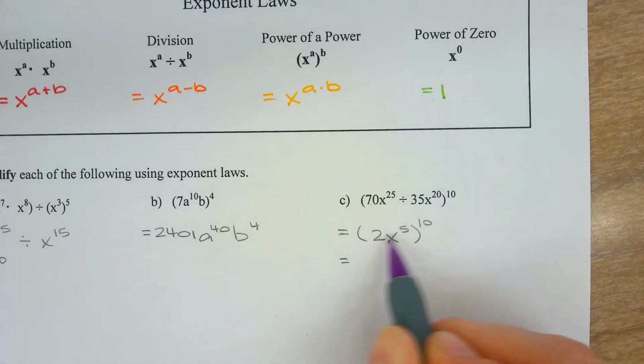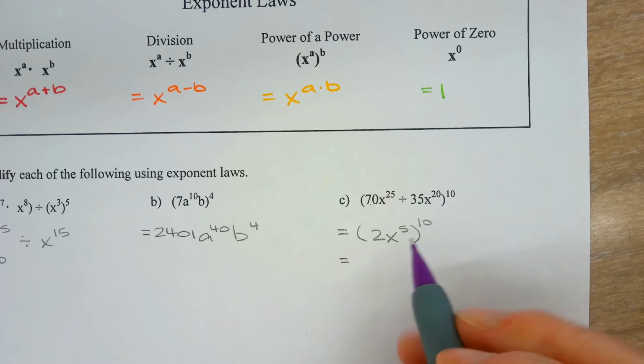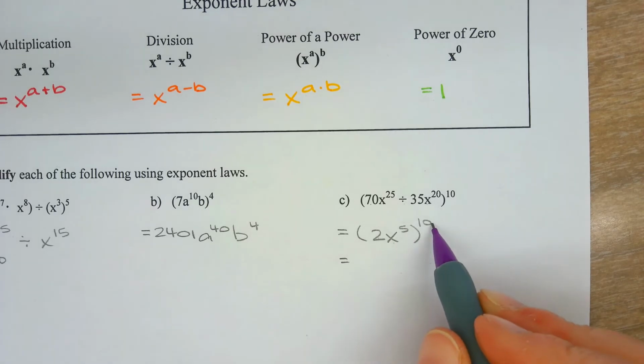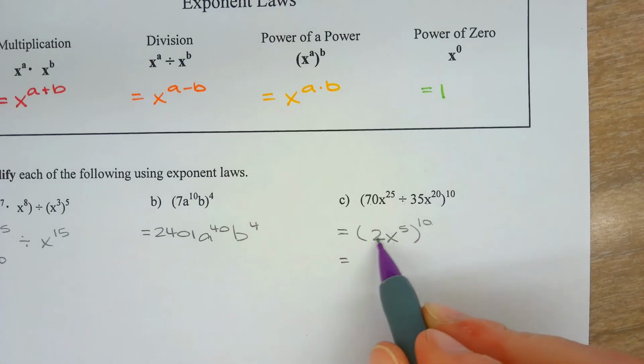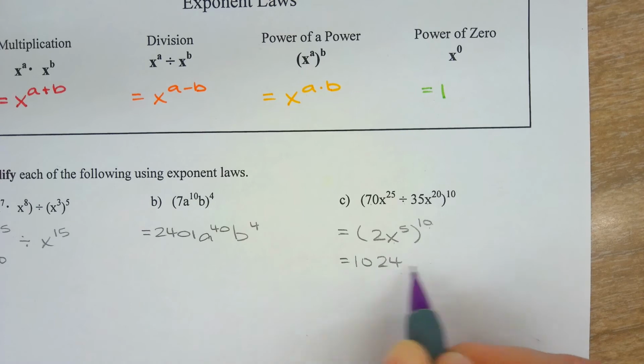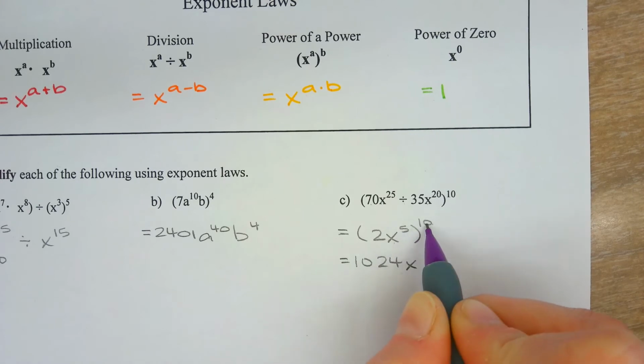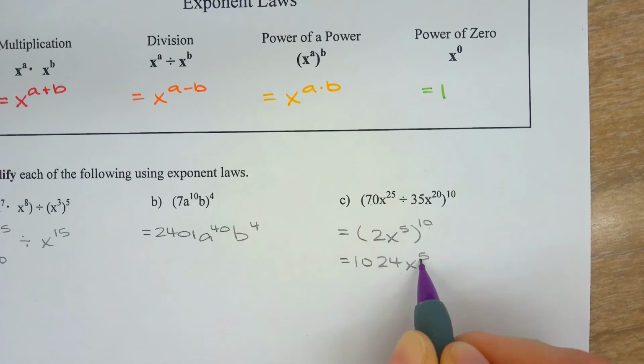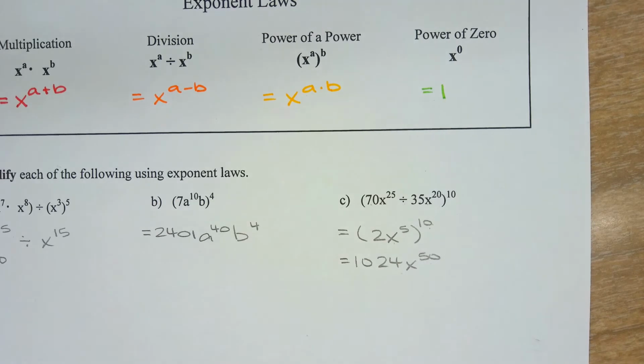So now I have 2 to the power of 10 and x5 to the power of 10. So 2 to the power of 10 is 1,024. And when we have a power to a power, we're going to multiply, so I have x to the power of 50.